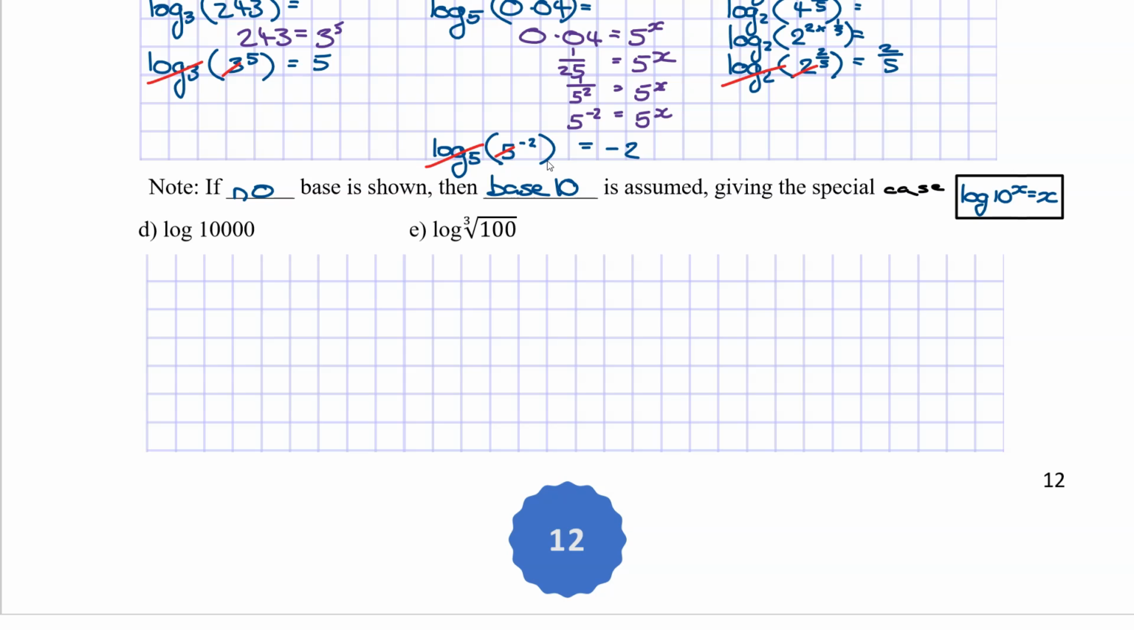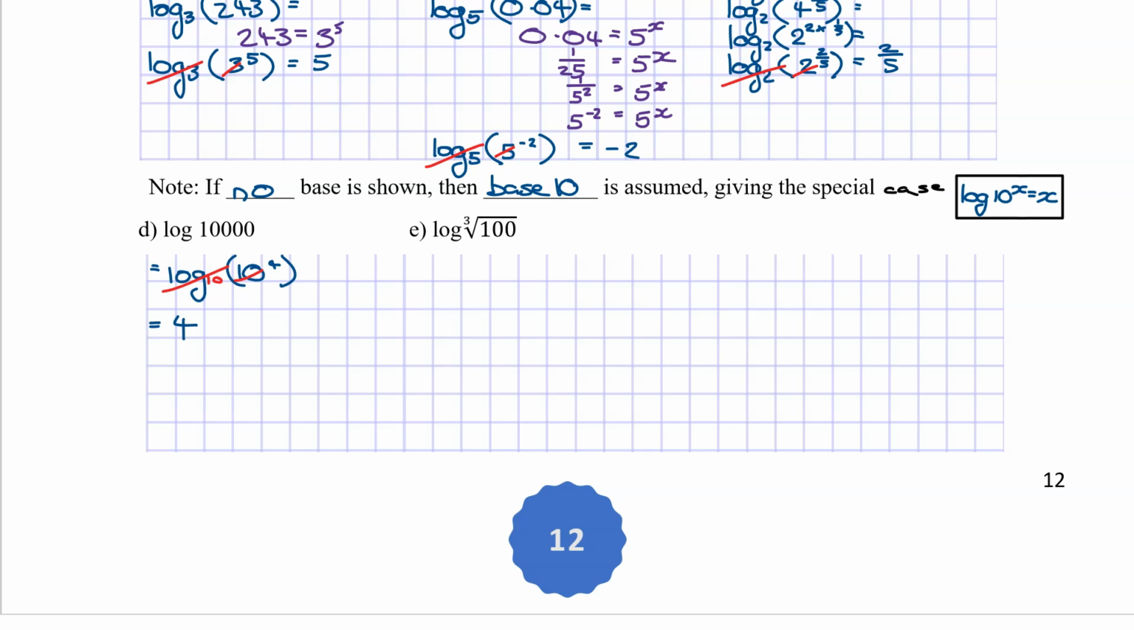So if we dive into this question, we've got log 10,000. So we can rewrite this as log 10 to the 4. And remember that the base of 10 is assumed in this case. And because it's assumed, the log base 10 and the 10 cancel. So we're simply left with 4.